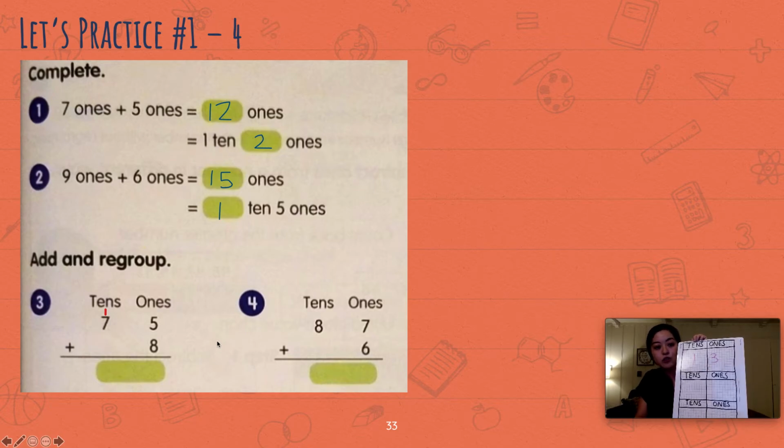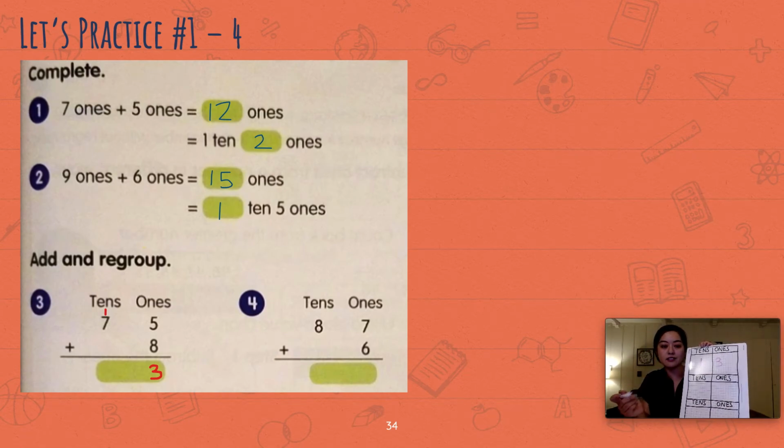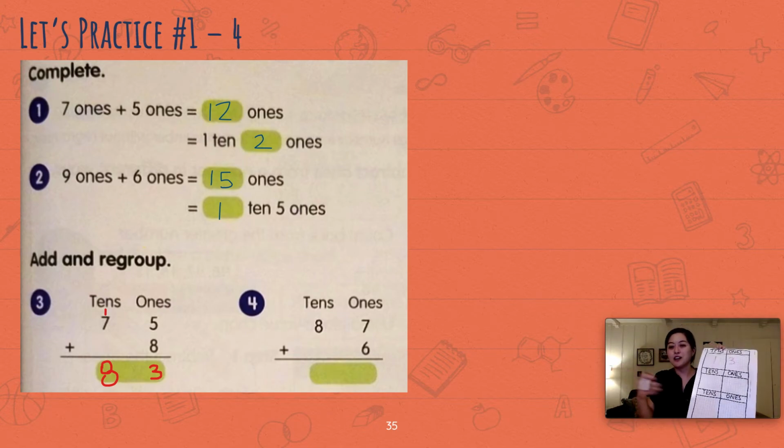And then, what do I write in the answer spot in the ones? I have to write my 3. Okay. So I regroup the ones, and now I'm going to add the 10s. 1 plus 7 is 8. So it's 83. Is this coming back to you? We did this a couple months ago together, over and over again.